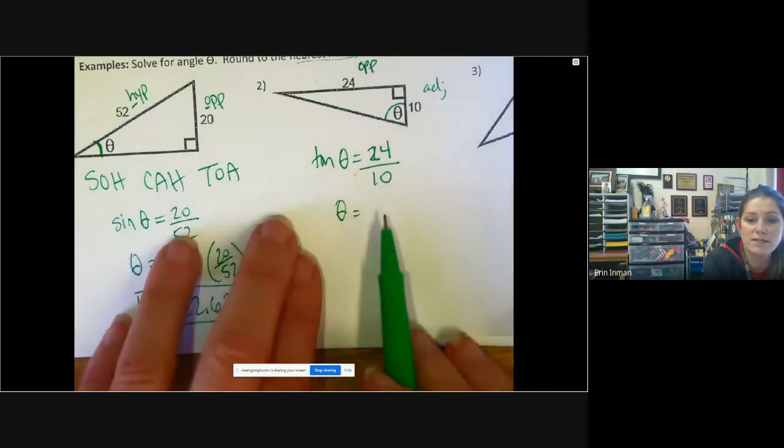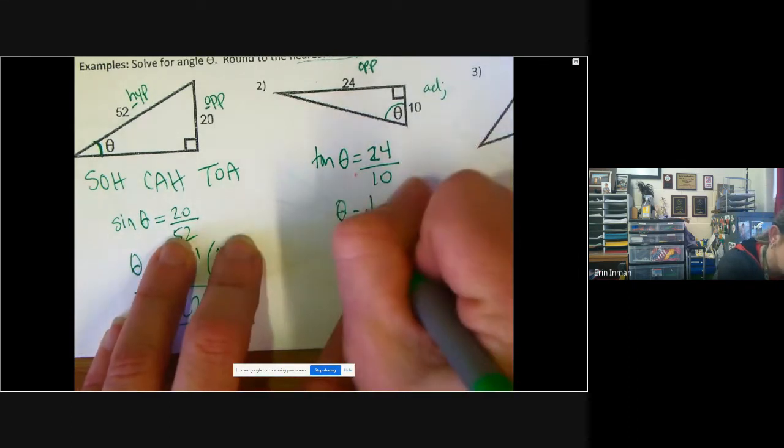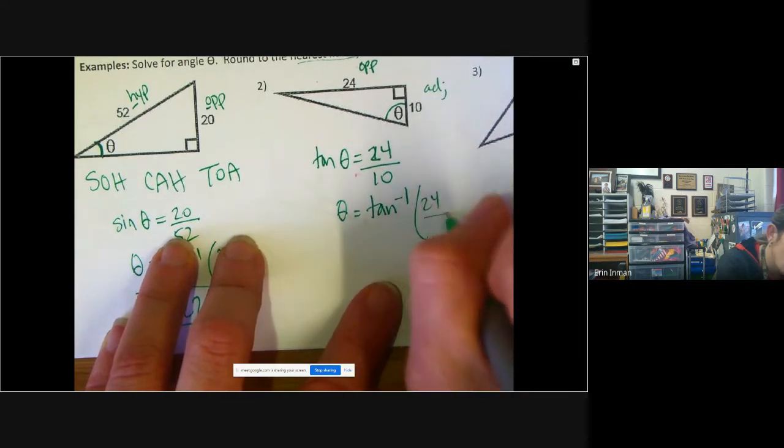When I'm looking at this, I want to find the angle. So to find the angle, I need to make sure I'm using the inverse of tangent, and then I'm going to type that into the calculator.